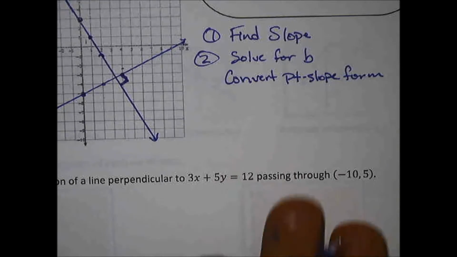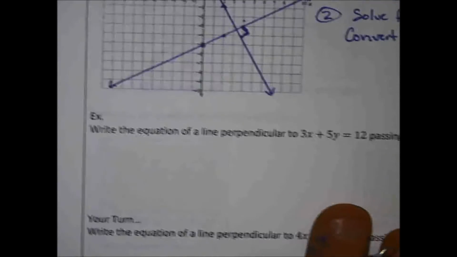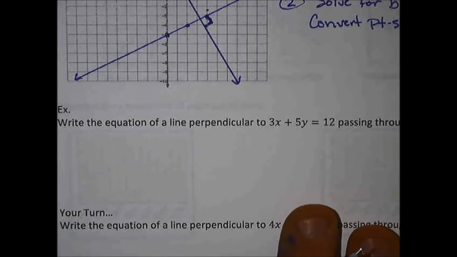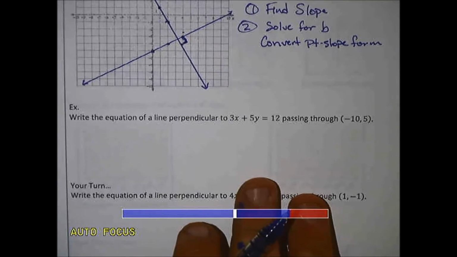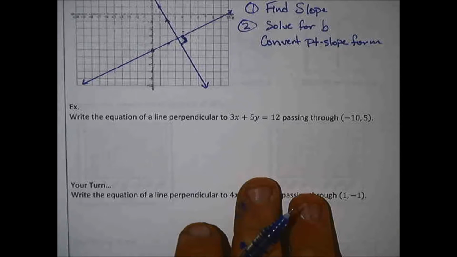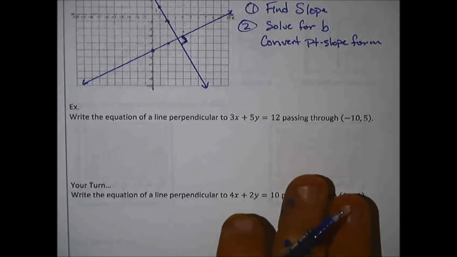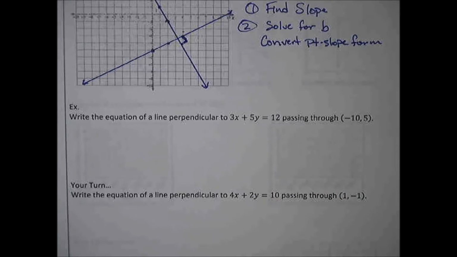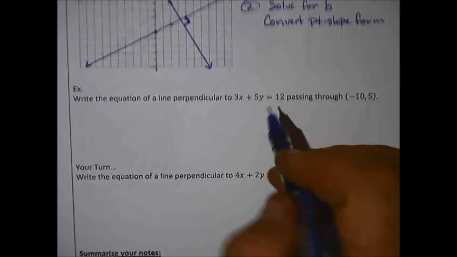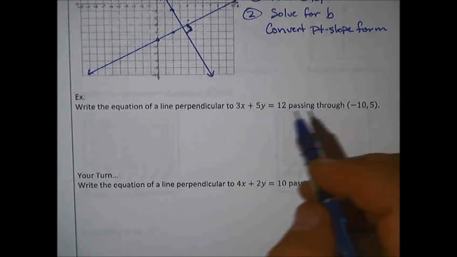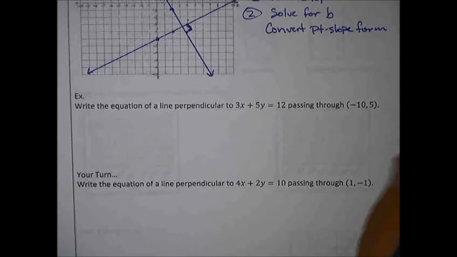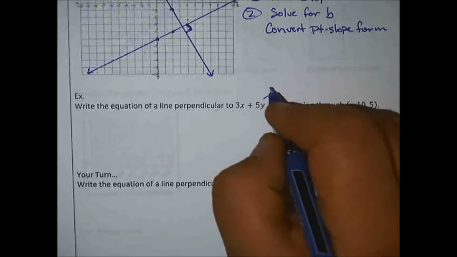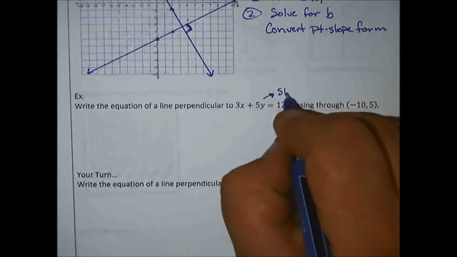I'm not going to throw another example in there. We're just going to go ahead and get right into this one. All right, so write the equation of a line perpendicular to 3x plus 5y equals 12. Oh boy, that's going to be fun. Passing through negative 10, 5. So the first thing I want to do, all right, this dang thing's written in standard form here. That makes life a little bit difficult, but I want to find the slope. I'm going to go into slope-intercept form.